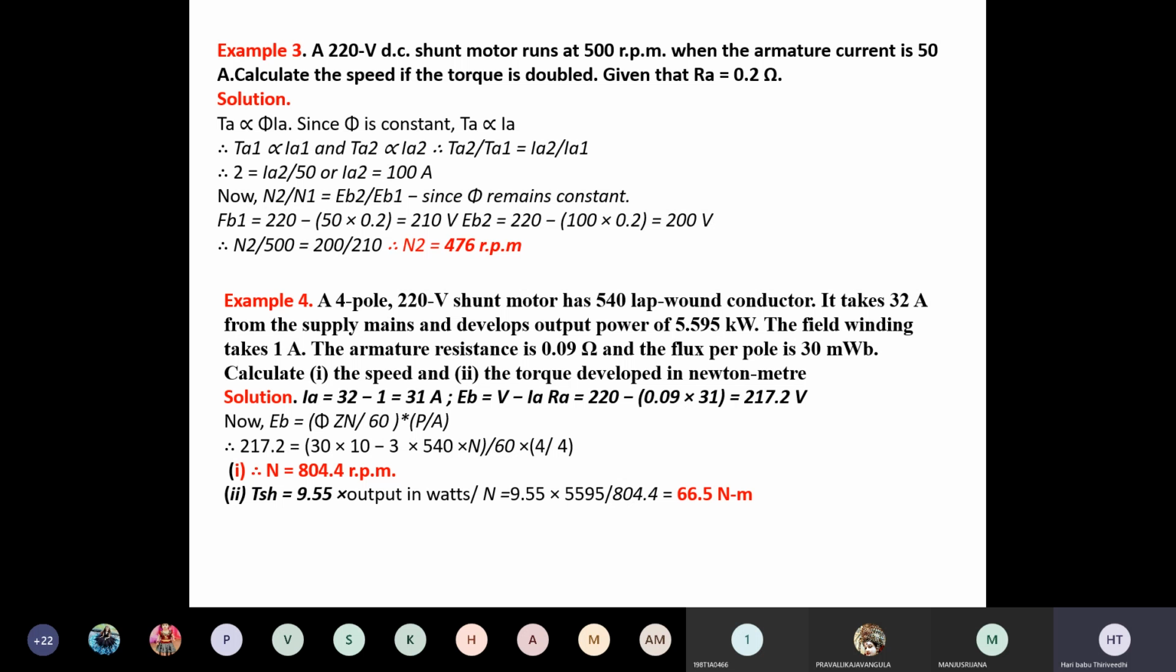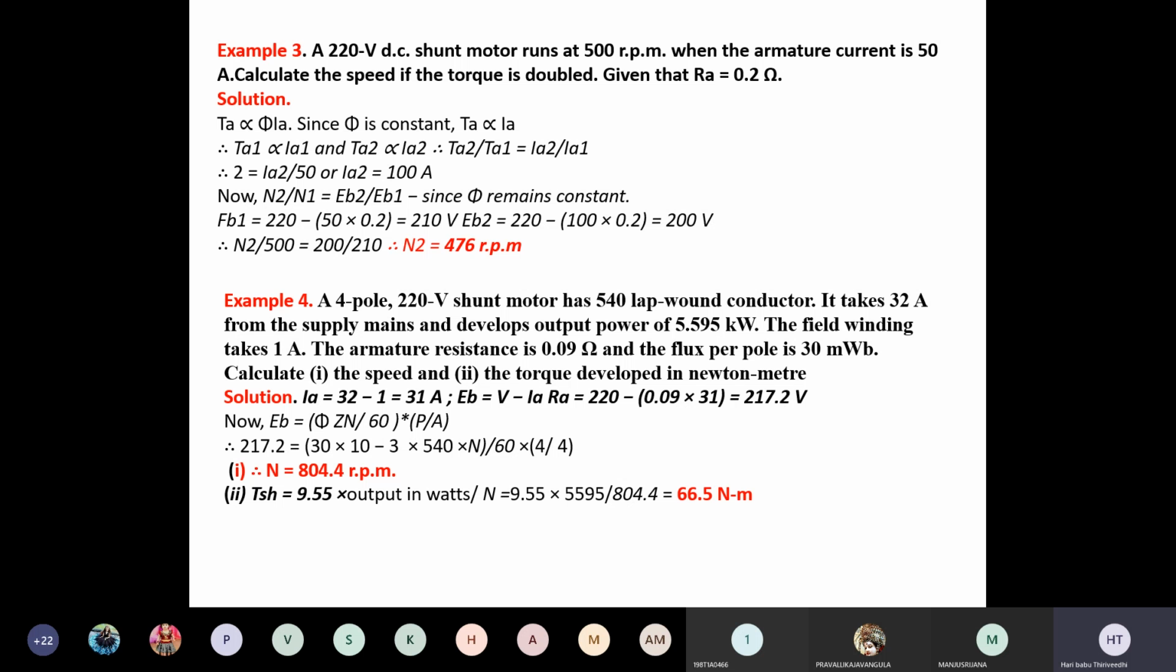This is a motor, so IA is equal to IL minus ISH. For a generator, IA is equal to IL plus ISH. So IA is equal to 32 minus 1, that is 31 amperes. Then determine the EB value: V minus IA RA, 220 minus 31 into 0.09. Then we get EB is equal to 217.2 volts.